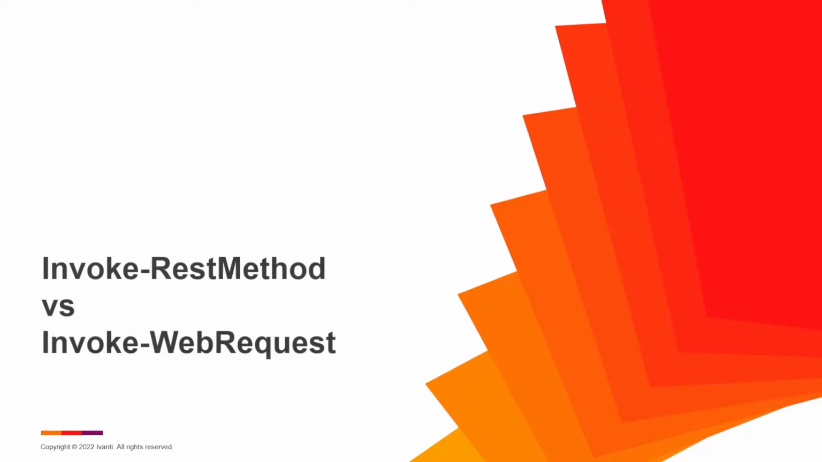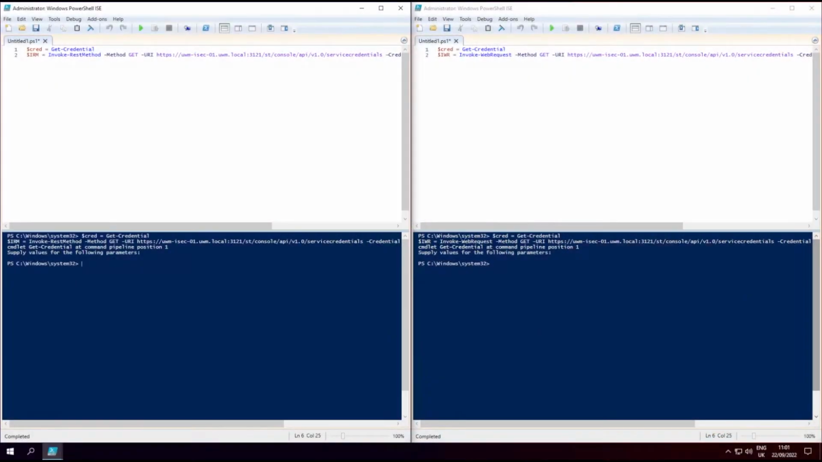Now that we're set up for using the REST API, let's take a look at the two PowerShell methods we can use to send our API calls. On the left we have the Invoke-RestMethod, and on the right we have the Invoke-WebRequest method. I've already executed both of these and received a response, so to view the stored response on the left, I'll use the $IRM call to view the object.